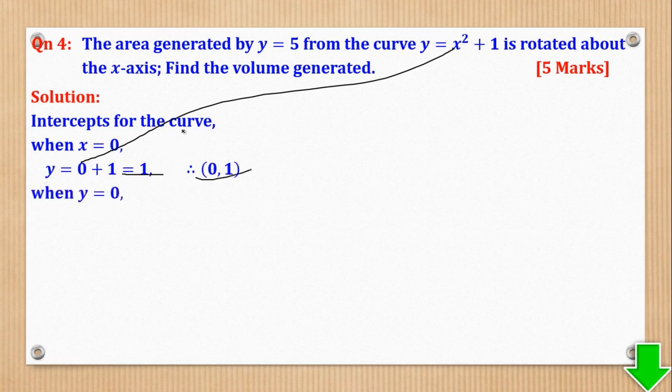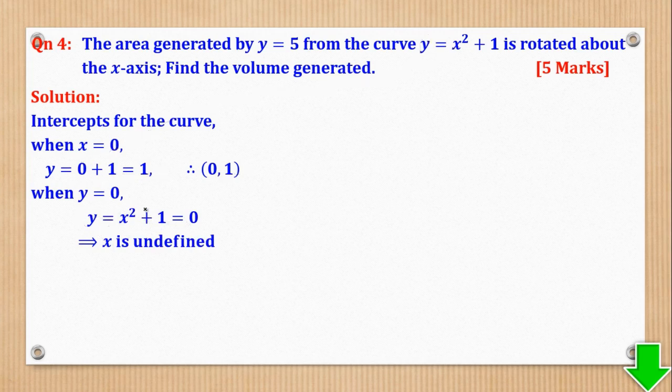What about when y is 0? Still substitute 0 here, you'll come up with x squared plus 1 equal to 0. And that means that x is undefined because x squared cannot be equal to negative 1, meaning that it has no x-intercept.